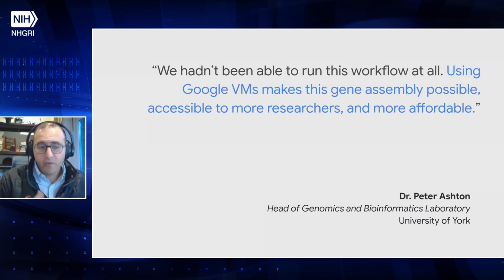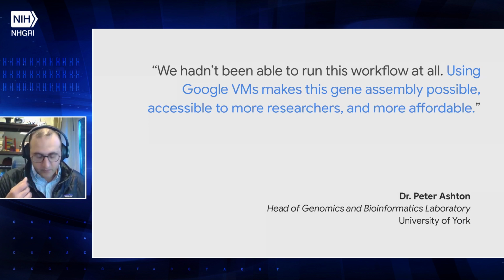So because of all of this, researchers are able to do things that they were not able to do before. Having access to not just thousands of cores, but also special types of machines, like the latest GPUs or machines with huge amounts of memory, enables some of the researchers to actually do workflows and computations they were not able to do before. So this statement is from Dr. Peter Ashton from the University of York. We worked with them on one of the projects for water treatment and actually analyzing the metagenome through de novo gene assembly.